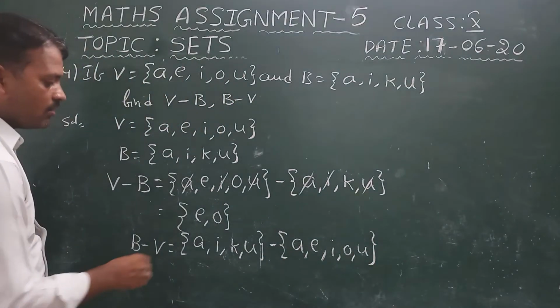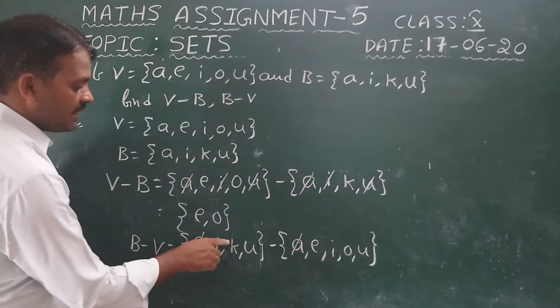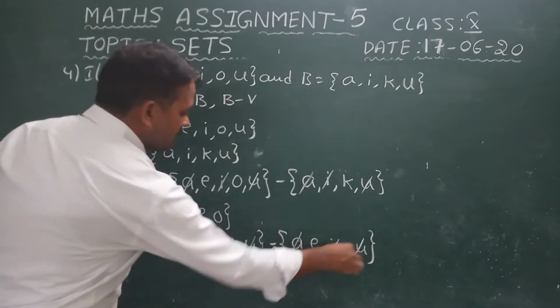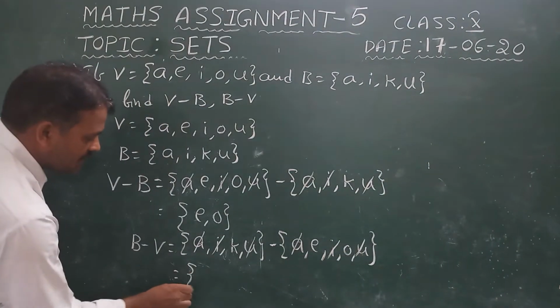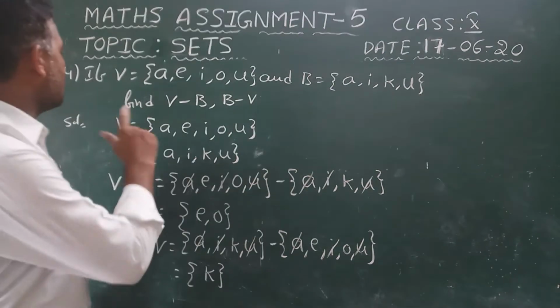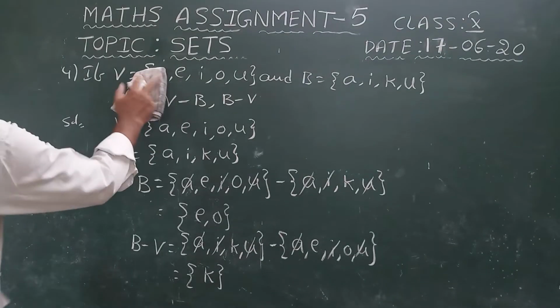Now here what are the common elements? Here A gets cancelled, and again another common element is I, and again U gets cancelled. So B minus V is nothing but only the element K. So this is the fourth question, students. Then I am going for the fifth question.